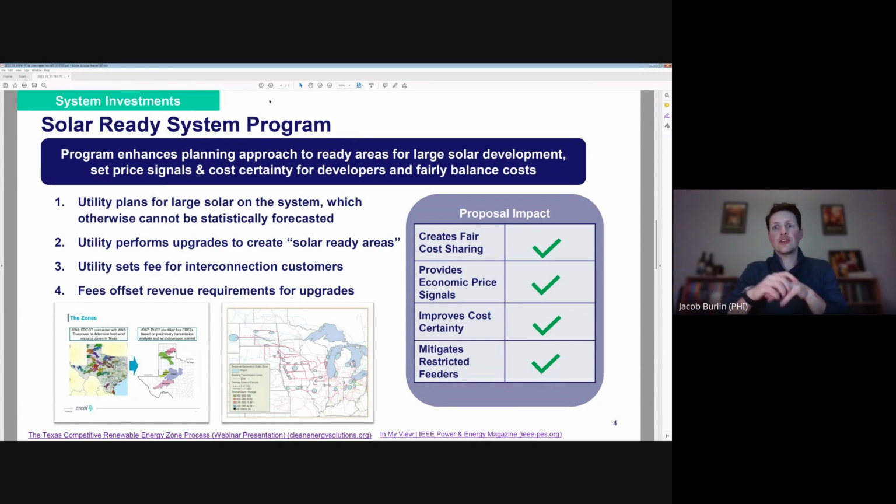The idea here is then you do a system upgrade proactively to create these solar ready areas. You then set a fee for interconnection for those customers, and those fees from the interconnecting customers help offset any revenue requirements stemming from these system upgrades. Throughout this, it's trying to hit four key points: create fair cost sharing, provide cost certainty and price signals, as well as help mitigate any potential restricted feeders.